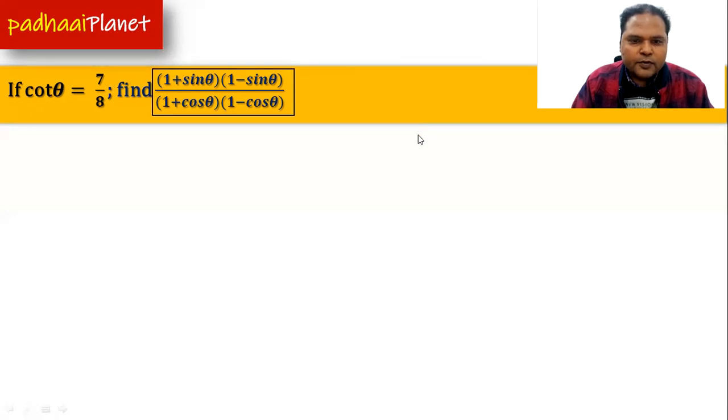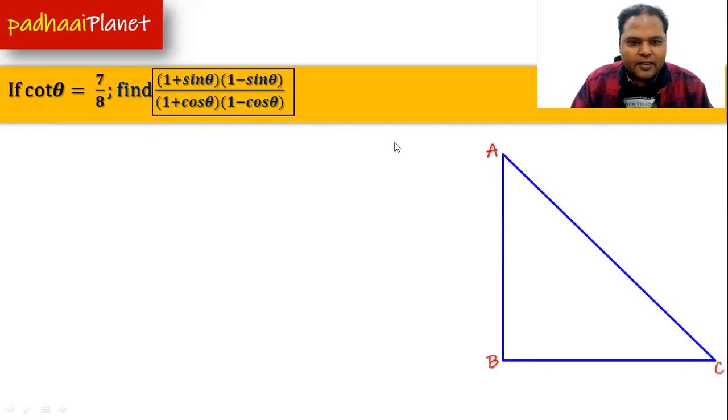Now, the first thing we need is our triangle, and the triangle is here. It is basically A, B, and C. And the point B, as usual, is the 90-degree point. Now, we also need to figure out which angle we should take as theta. We can take either angle A or angle C. So we have taken angle C as angle theta here. So this is the angle theta which we have here. Now, it's already given in the question that cot theta is equal to 7 over 8.